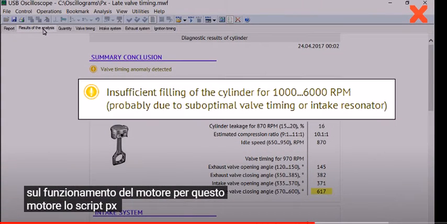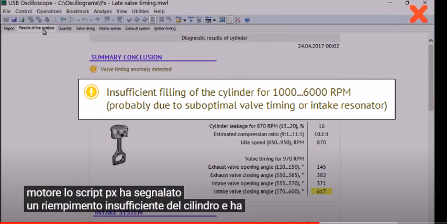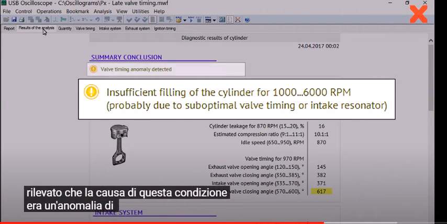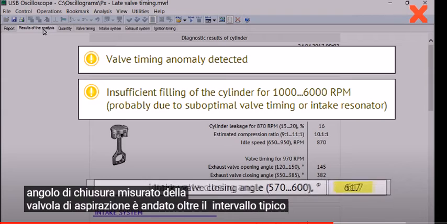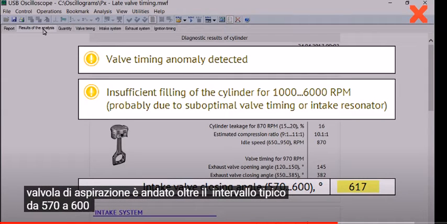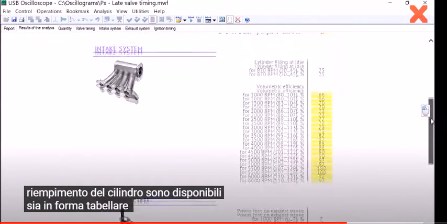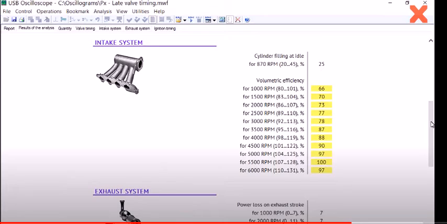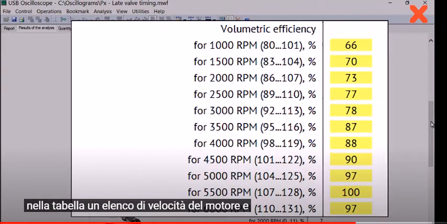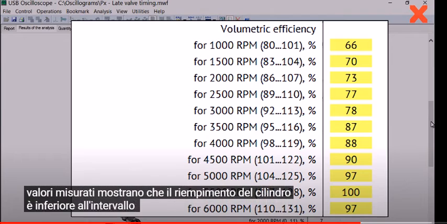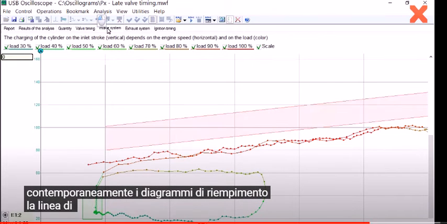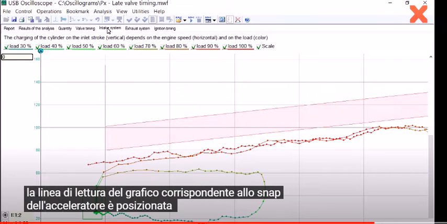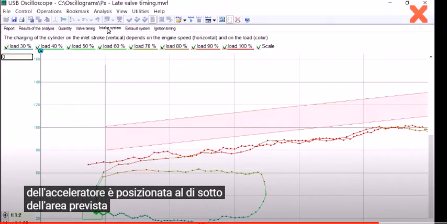For this engine, the PX script reported insufficient filling of the cylinder and found that the cause of this condition was valve timing anomaly detected. The measured closing angle of the intake valve has gone beyond the typical range of 570 to 600 degrees. The results of the filling of the cylinder are available in both table and graphical form. In the table, a list of engine speeds and measured values show the cylinder filling is below the typical range. At the same time, the filling diagram's red graph line, corresponding to snap throttle, is positioned below the expected area.